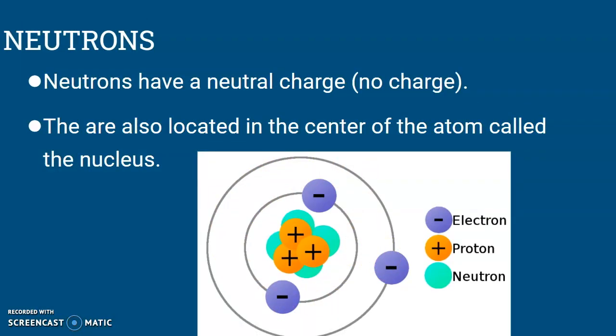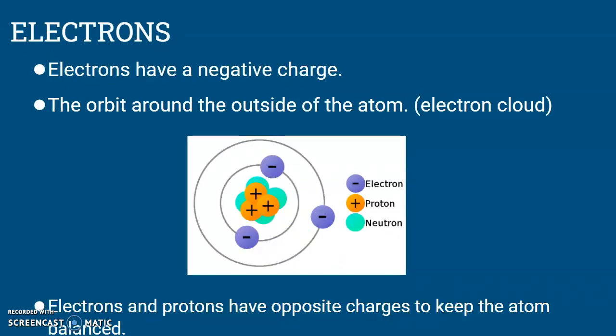Moving on to the neutrons. Neutrons have a neutral charge, or no charge. They are also located in the center of the atom, known as the nucleus. Electrons have a negative charge. They orbit around the outside of an atom, known as the electron cloud. These electrons are buzzing around the outside real fast.